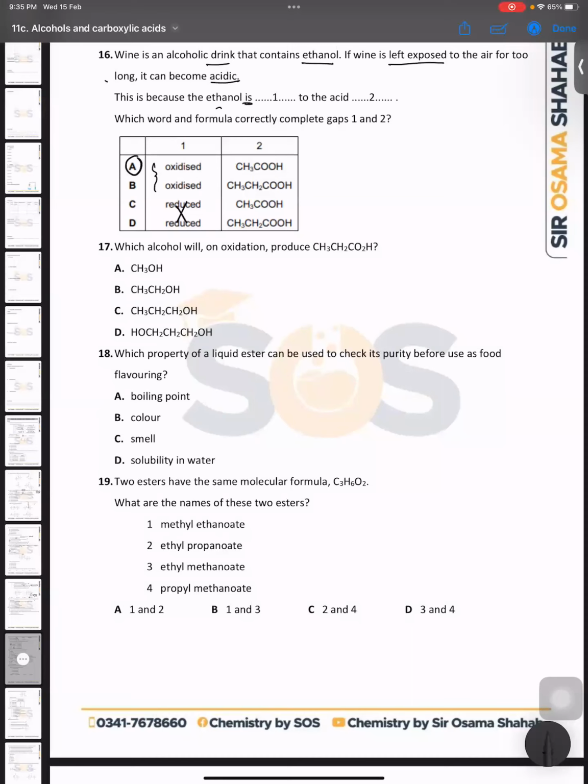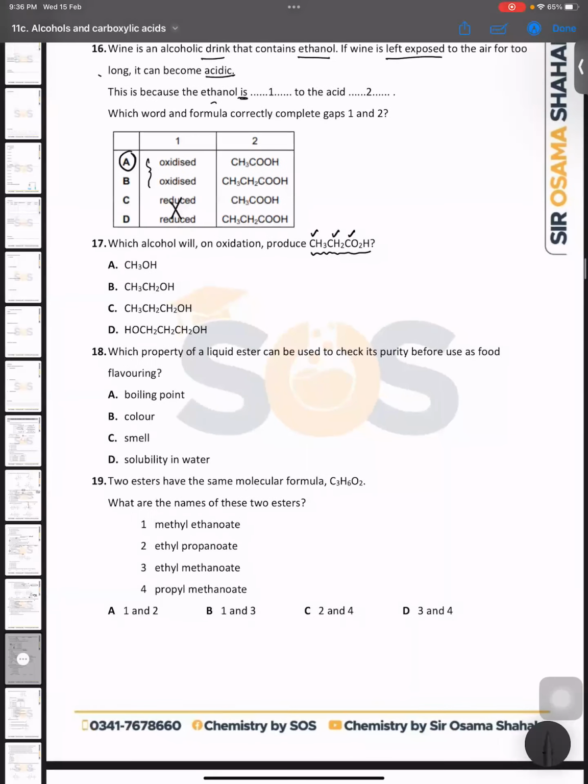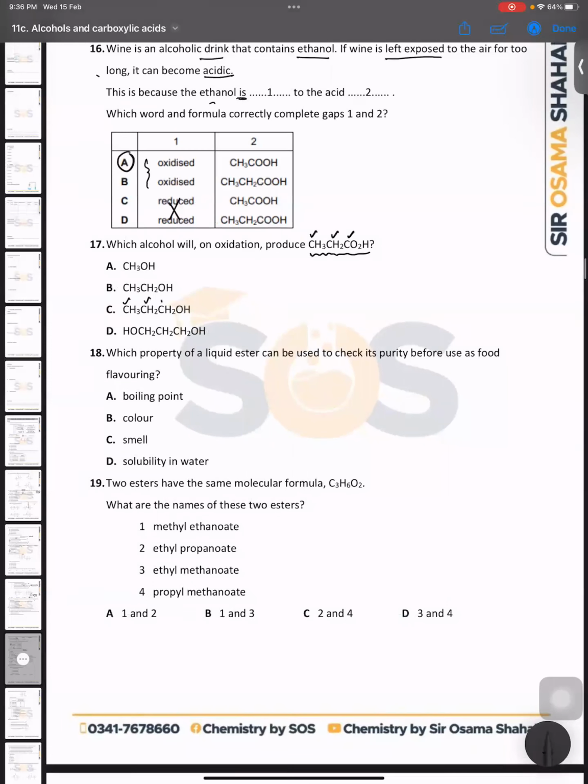All right. Then which alcohol will on oxidation produce this carboxylic acid? So you can see this 1, 2, 3 carbons. So if you have 3 carbons, you should have alcohol with 3 carbons. So just 1, 2, 3. So the right answer will be C. Is that right, everyone?